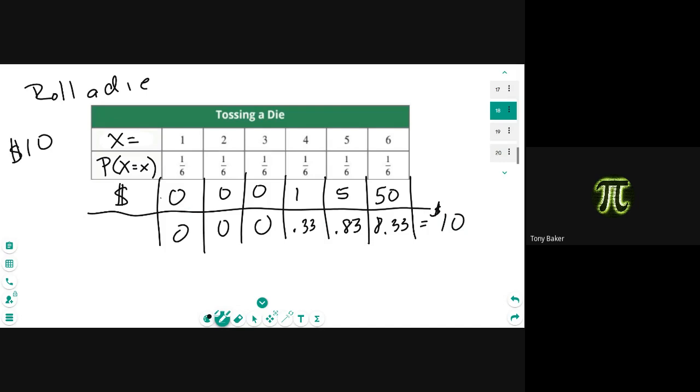So over time, you're losing money. But you're not losing enough that you'd actually realize it. Right. It's a little bit here, a little bit there. So you're going to keep playing, and I'm going to keep winning. That's the essence of a casino.